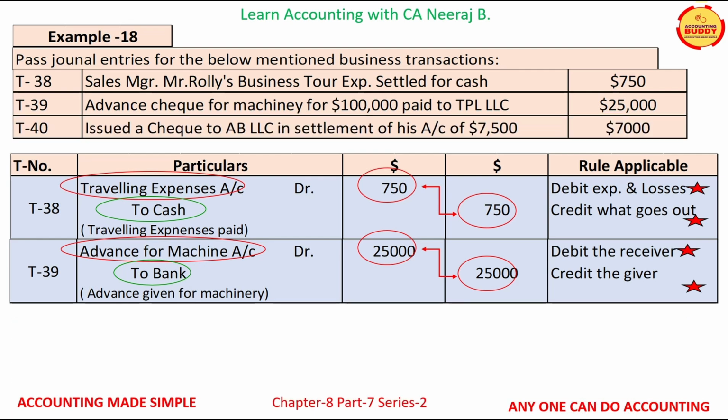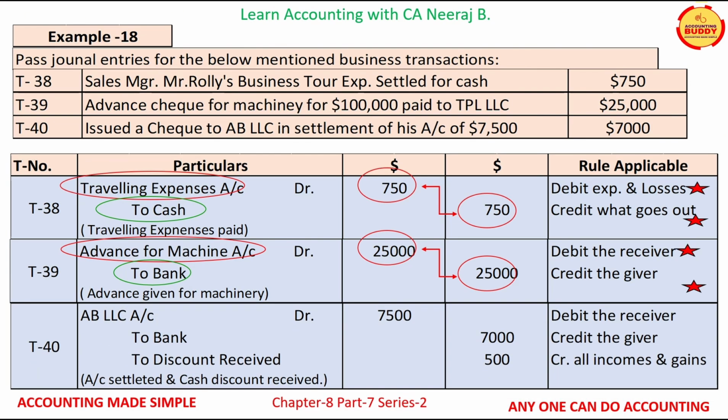Transaction T40 is a check of $7,000 is issued to AB LLC in settlement of their total outstanding amount of $7,500. The accounts affected by this transaction are AB LLC account, bank account, and the discount received account. AB LLC is a personal account. Rule for debiting a personal account is debit the receiver.